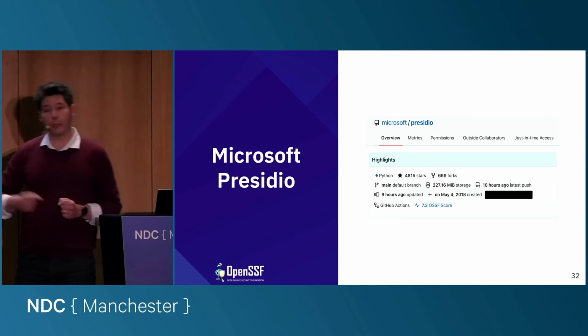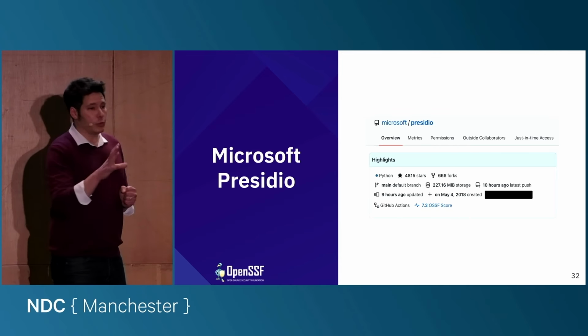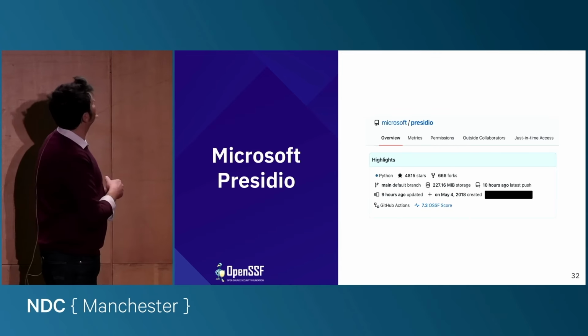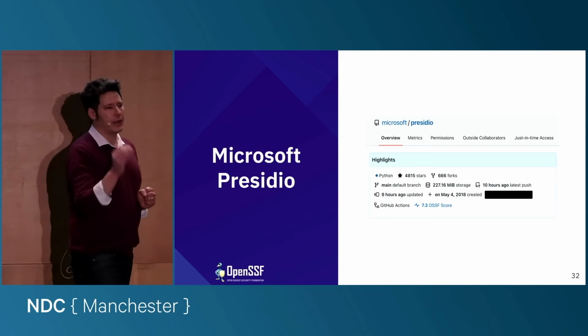One of those projects is Presidio. Presidio is a very popular Python package that identifies and anonymizes PII information.